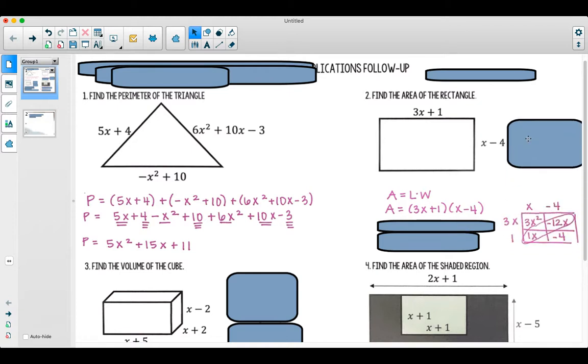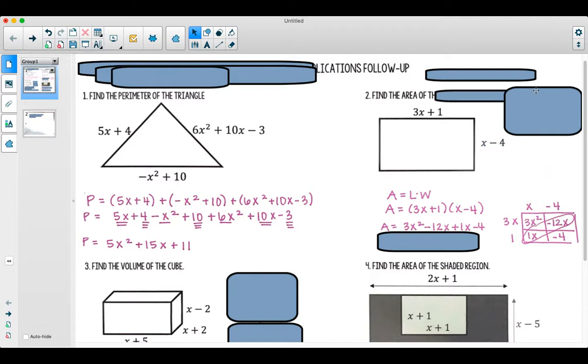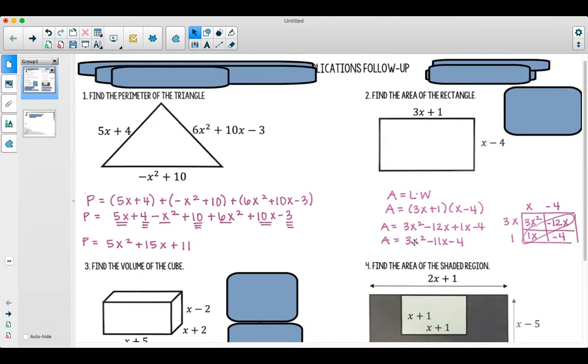So the first thing I'll do is show the box method. Here we have 3x and 1 and x minus 4, and we're multiplying 3x times x to get 3x squared, 3x times negative 4 to get negative 12x, 1 times x to get 1x, and 1 times negative 4 to get negative 4. When you're distributing with those arrows, you get the same answer. Combine your like terms, and we have an area of 3x squared minus 11x minus 4.